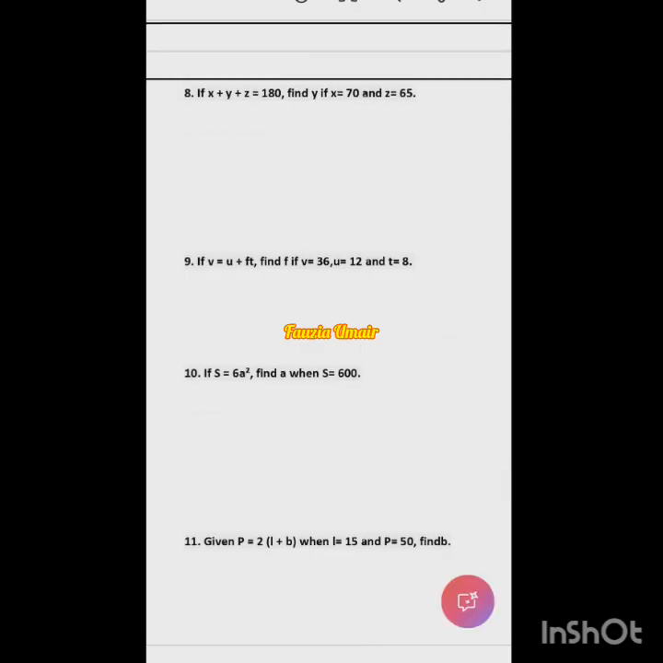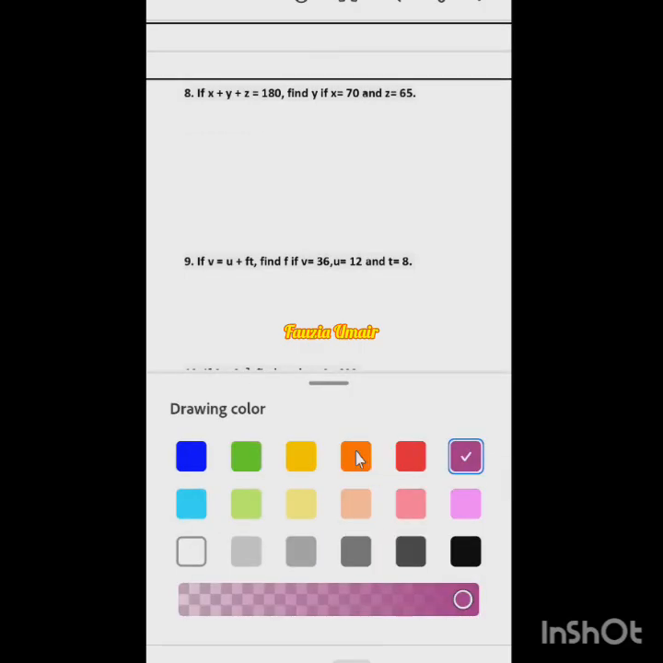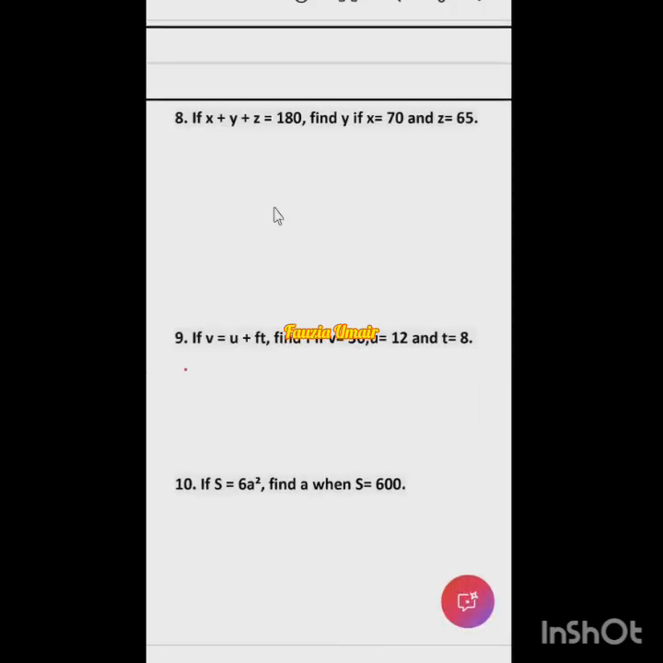Now the next question is, if x plus y plus z is equal to 180. So this kind of question we were solving in the polygons. Remember that if three angles are adding up to 180 and you need to find the missing angle. We have done it already. So we know x and z, we need to find out the value of y. So we will just put the values of x and z. So x is 70, y will remain as it is, and z is how much? 65, right?